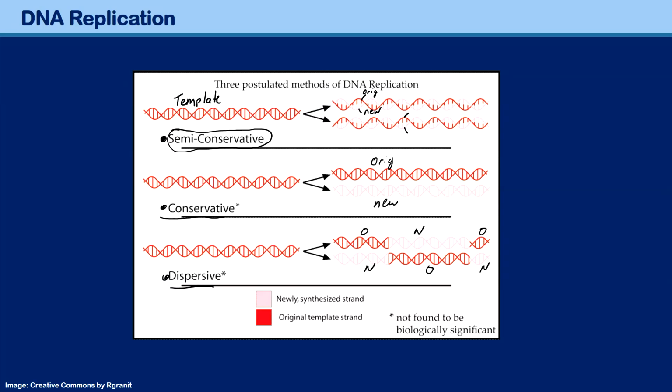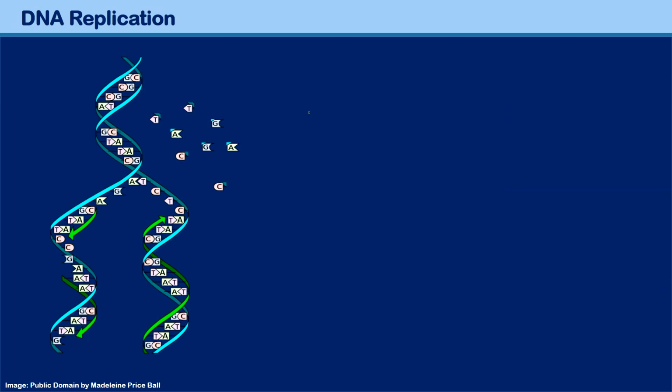So from now on, we're only going to be concerned about the so-called semi-conservative DNA replication. And I'm going to explain to you now how this happens in more detail. So over here you see a DNA molecule.